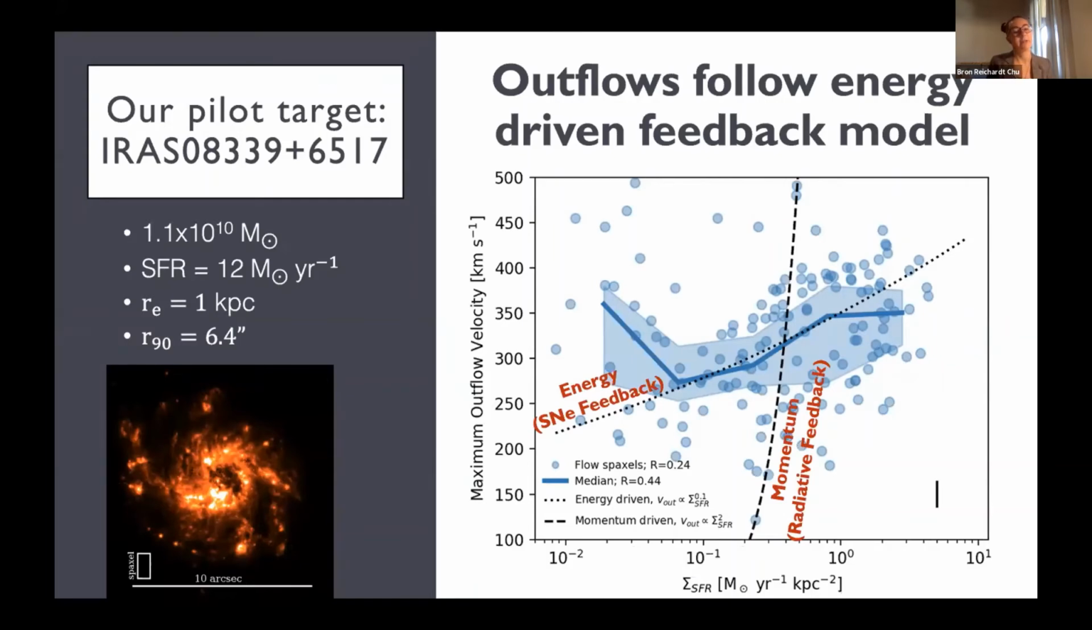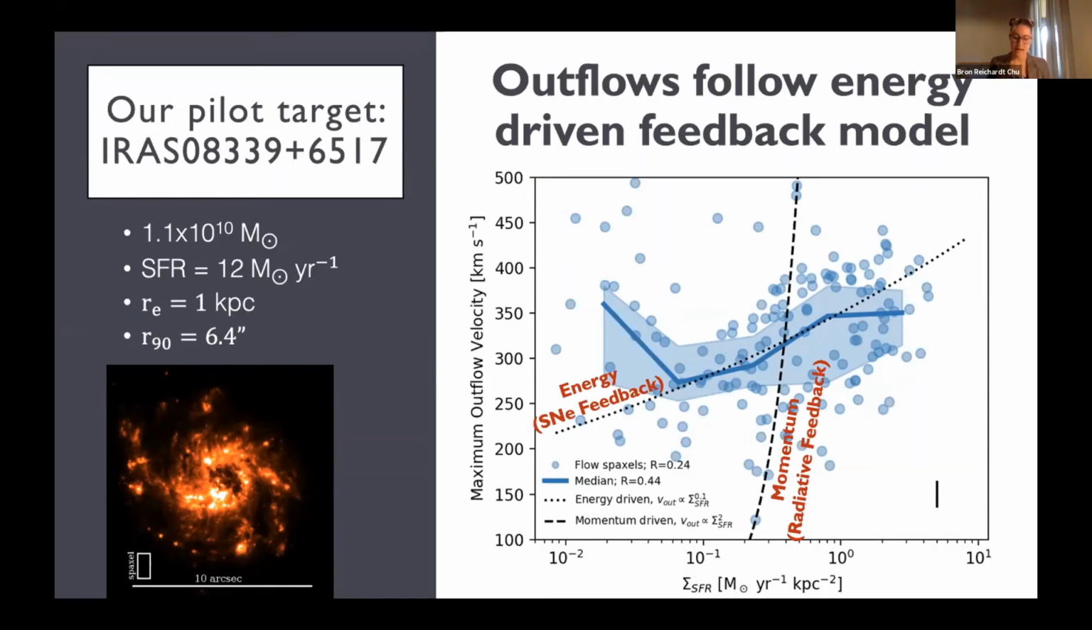So here I have plotted the maximum outflow velocity against the star formation rate surface density for all spaxels in IRSO-8 where we see a signature of outflows. I have also plotted two possible models which represent the possible driving mechanisms behind these outflows. So we have energy-driven winds. These are outflows driven by supernovae feedback. And we have momentum-driven winds. These are outflows driven by radiative feedback from young stars.